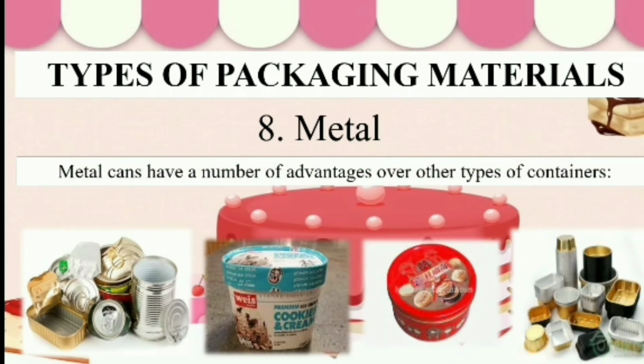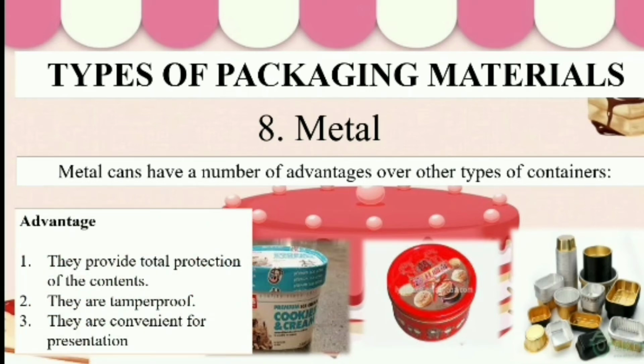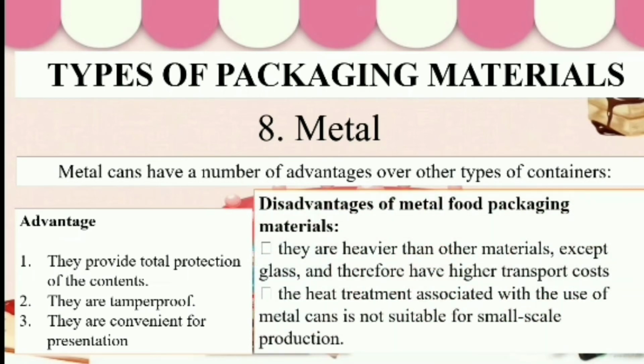Metal cans have a number of advantages over other types of containers. Advantages of using metal: Number 1, they provide total protection of the contents. Number 2, they are tamper-proof. Number 3, they are convenient for presentation. And disadvantages of metal food packaging materials: they are heavier than other materials except glass and therefore have higher transport costs. The heat treatment associated with the use of metal cans is not suitable for small-scale production.